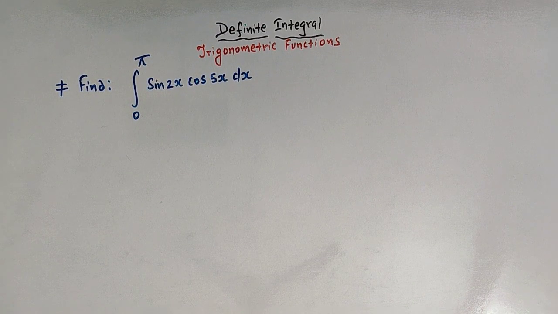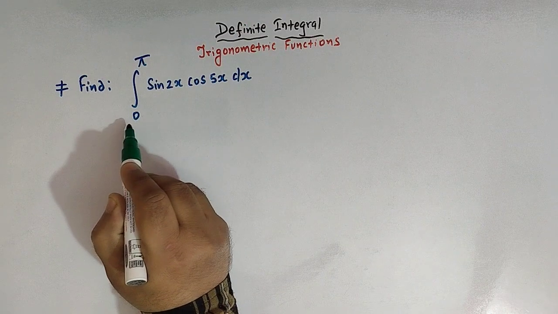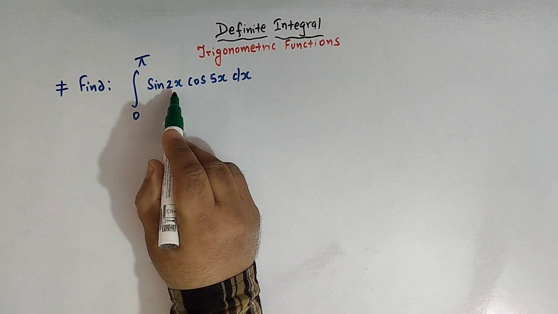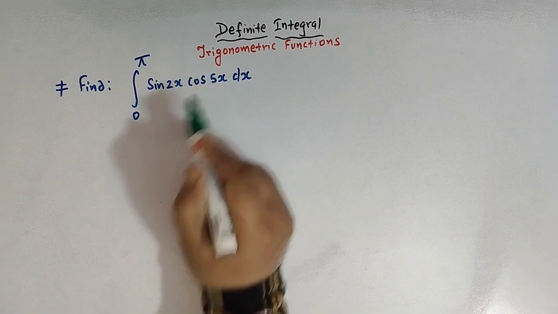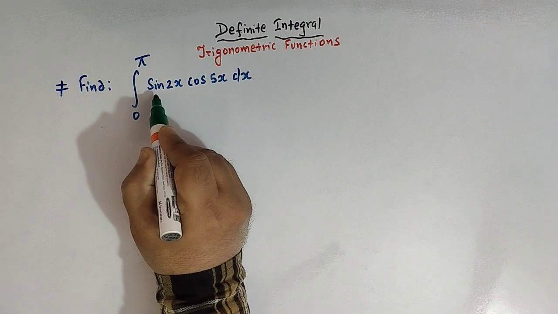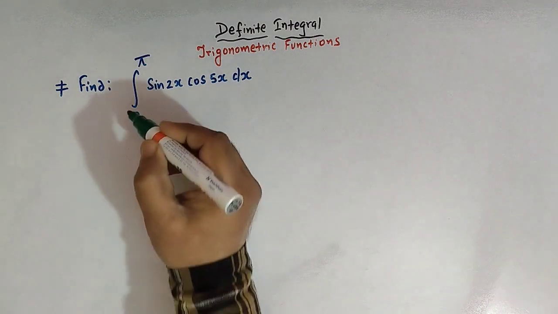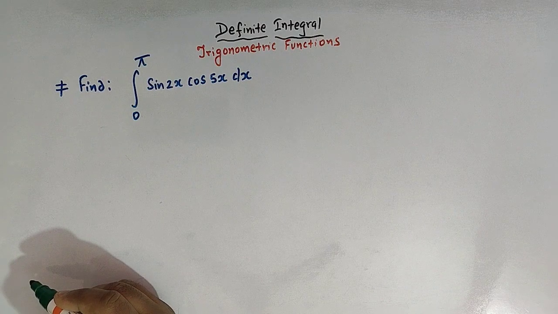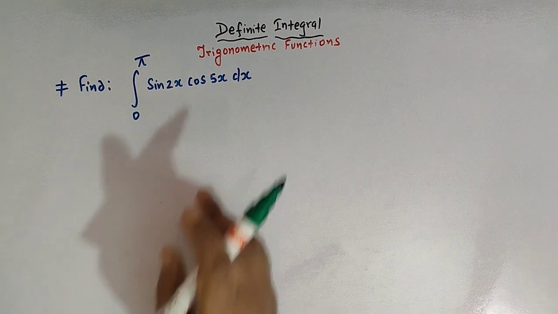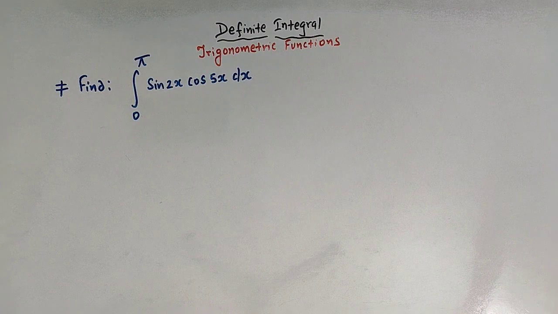Hello viewers, in today's class we are going to discuss one important definite integral involving the product of two trigonometric functions. Here we have to evaluate the integral from 0 to pi of sine 2x and cosine of 5x. We see that the integrand is a product of sine and cosine, and the limits are from 0 to pi.